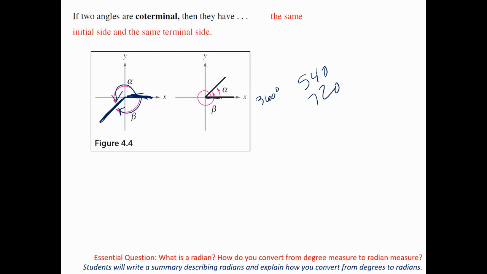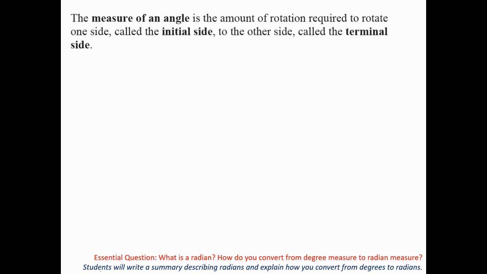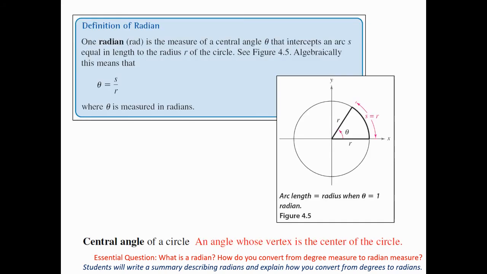So look at this one. This is the initial side, terminal side stops there. Initial side, it goes all the way around and pops back here, and that's your terminal side. So it can rotate around and around many times and still land on that terminal side. The measure of an angle is the amount of rotation required to rotate one side, called the initial side, to the other side, called the terminal side. And then this is the big deal. This is what takes us from the geometry world of trigonometry to the more calculus world of trigonometry.